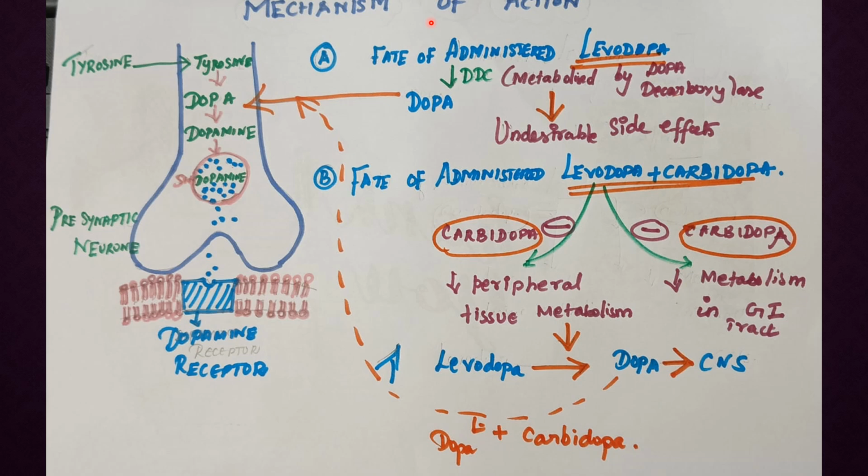So this combination is prescribed. When you give this combination, it prevents the peripheral tissue metabolism. Carbidopa inhibits the dopa decarboxylase enzyme, so you put a negative symbol. It reduces the metabolism in the tissues and also in the GIT. So you will have an increased concentration of the drug levodopa peripherally.